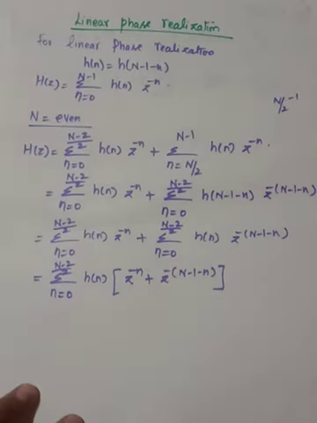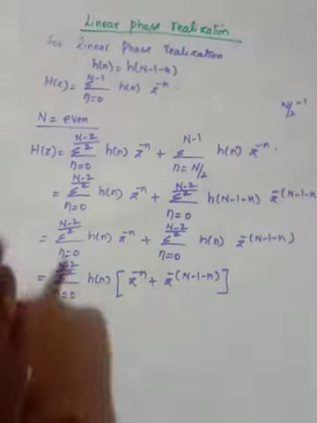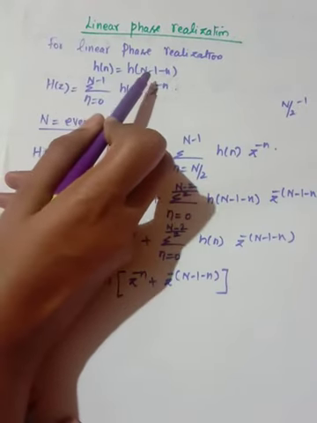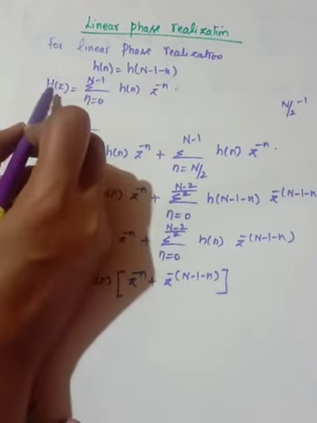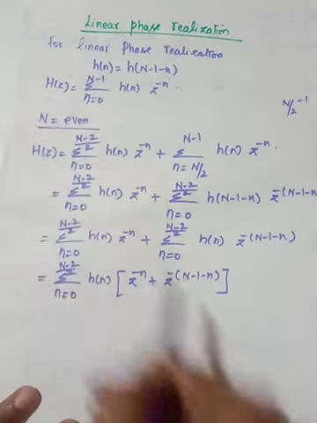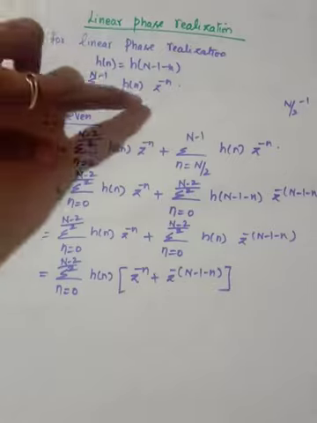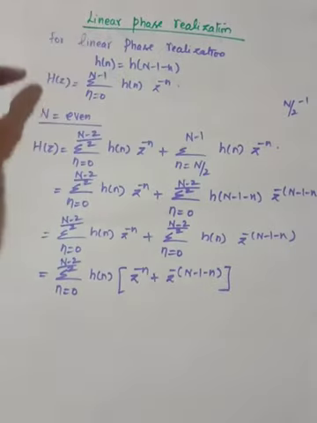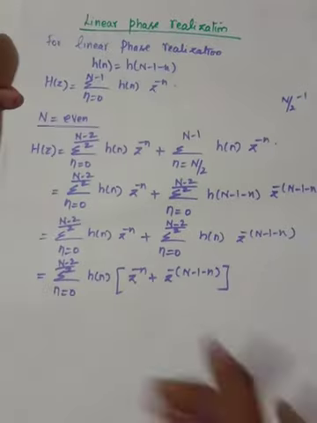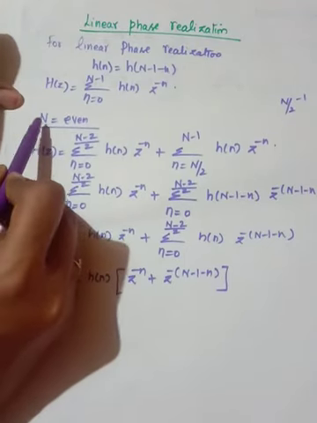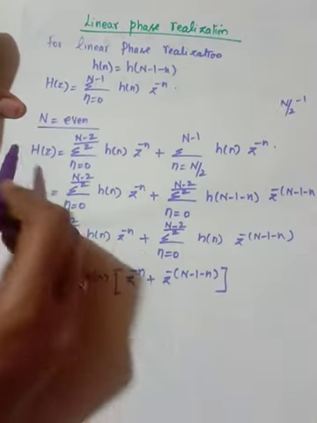For linear phase realization, what we need to do is incorporate the condition h of n is equal to h of N minus 1 minus n, and we know the transfer function of the filter is H of z is equal to summation n is equal to 0 to N minus 1 h of n z power minus n. Now here we are going to consider two cases: N is even and N is odd.